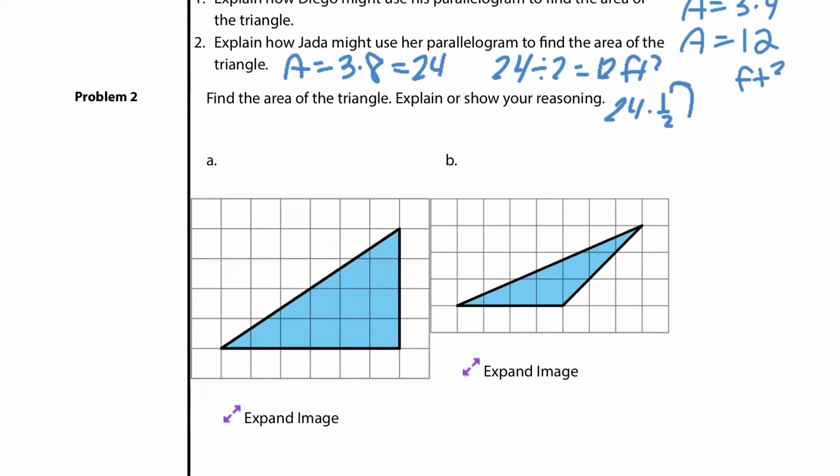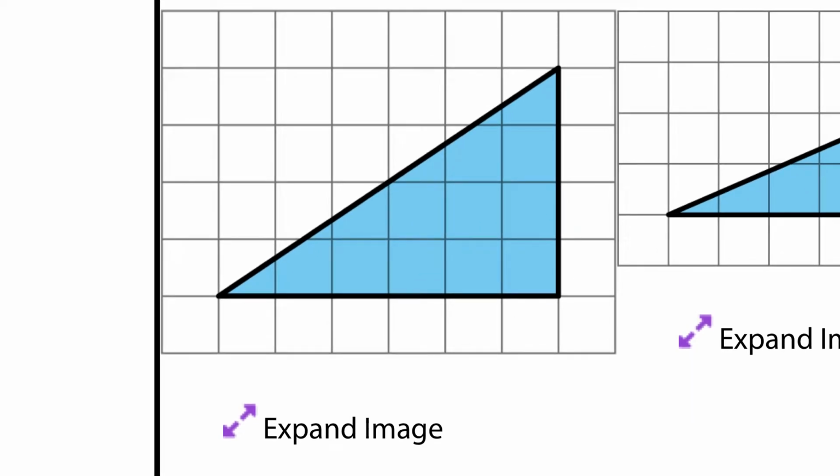Now, in problem 2, find the area of the triangle, explain or show your reasoning. Well, the method I like to use quite often, personally, is just to make these into parallelograms. So if I bring this side back out and down, I now have 2 identical triangles. Then, my base and my height have to meet at a right angle. And so if I consider this side my base on the bottom, 1, 2, 3, 4, 5, 6 is the length of my base. And then my height here would be 1, 2, 3, 4.